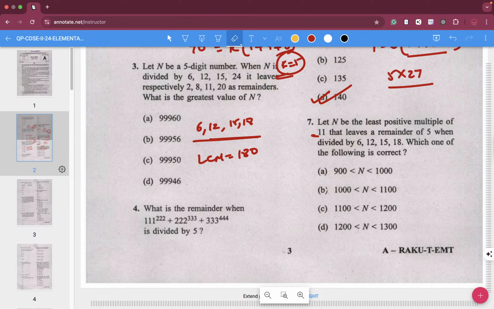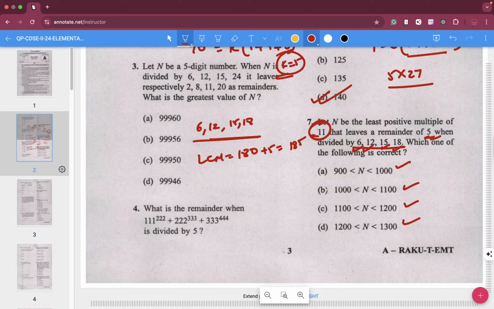Now if you add 5 over here, which means 185, and divide this number by 6, by 12, by 15 or by 18, will it leave the remainder as 5? Yes. But now you also need to have it as a multiple of 11 as well. If you also want it to be a multiple of 11, can we simply do this? Now they have given the range like 900 to 1000, 1000 to 1100, 1100 to 1200, 1200 to 1300, something like that.